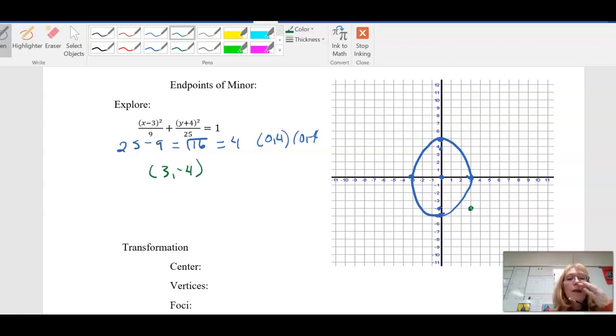So now when we put in that dot, we have to move every point 3, negative 4. So we could literally take every point and go over 3, down 4. This one over 3, down 4. This one.